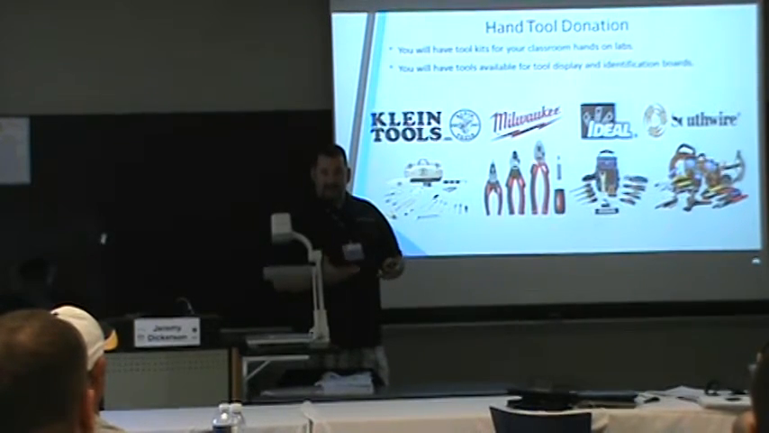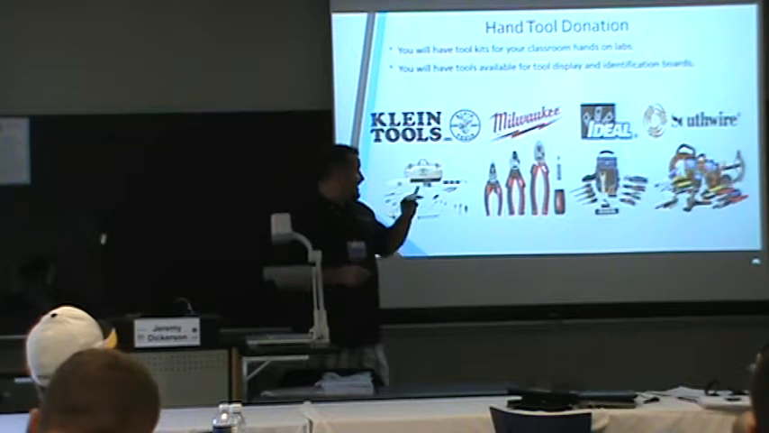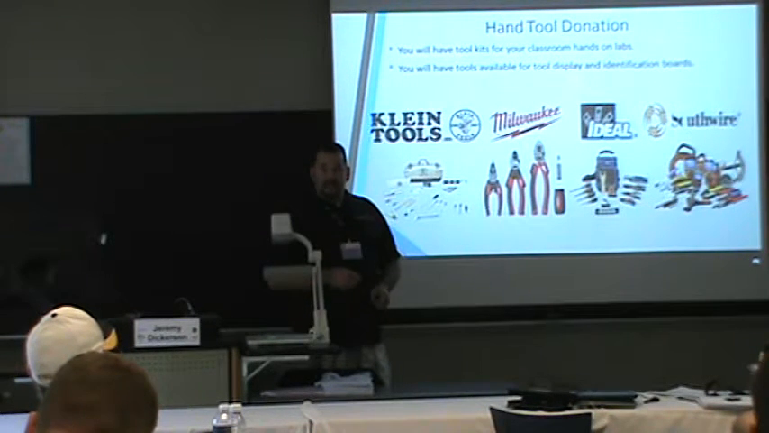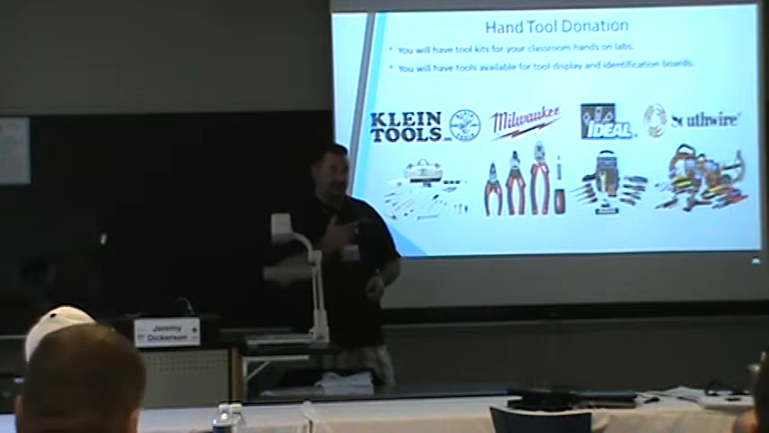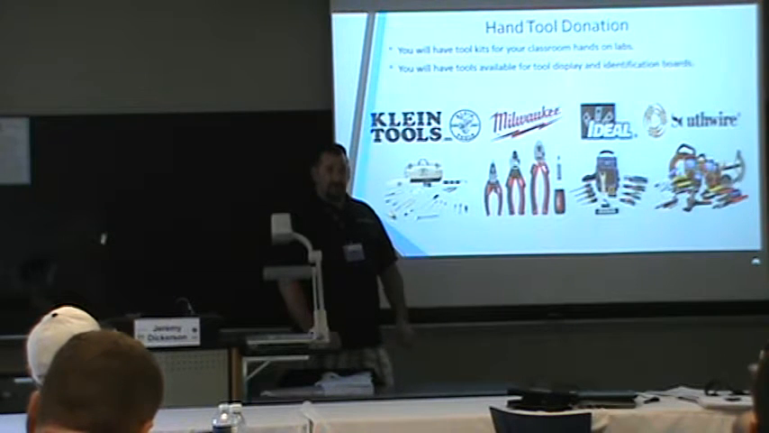And the way I present it is saying, we've got all these hands-on labs. I tell them what labs we're doing, what tools we're using, and I'll say, we've got Klein in there and Milwaukee, and they're like, we're better than them. We want to get our tools in there. And that gives the apprentice the opportunity to use whatever tool they want.